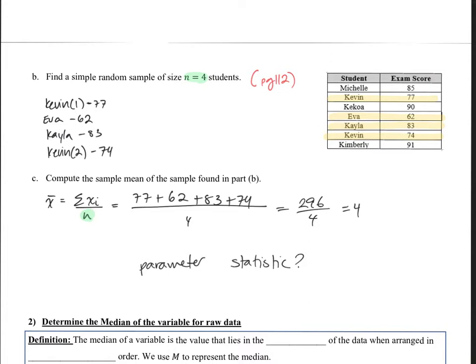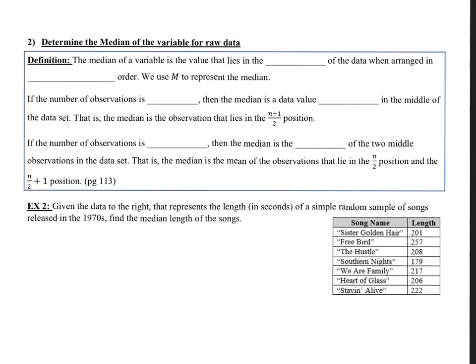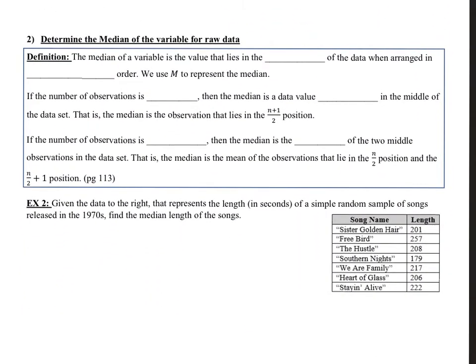This came from a sample, which means it's a statistic. All right, let's take a look at the next objective: determine the mean of the variable for raw data.